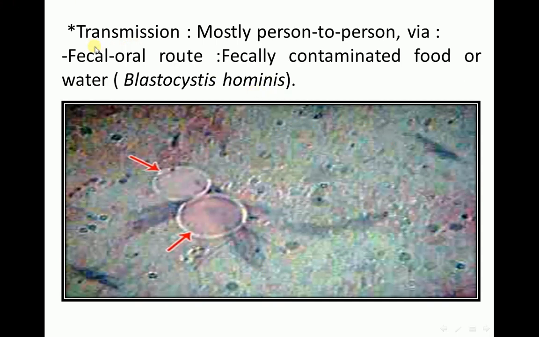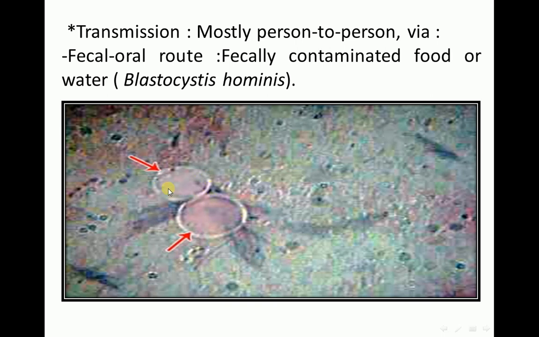Transmission of protozoa. There are about four ways of transmission of parasites belonging to protozoa. Mostly person-to-person via the fecal-oral route, through fecal contaminated food or water, such as in the parasite Blastocystis hominis. This image belongs to the parasite Blastocystis hominis.